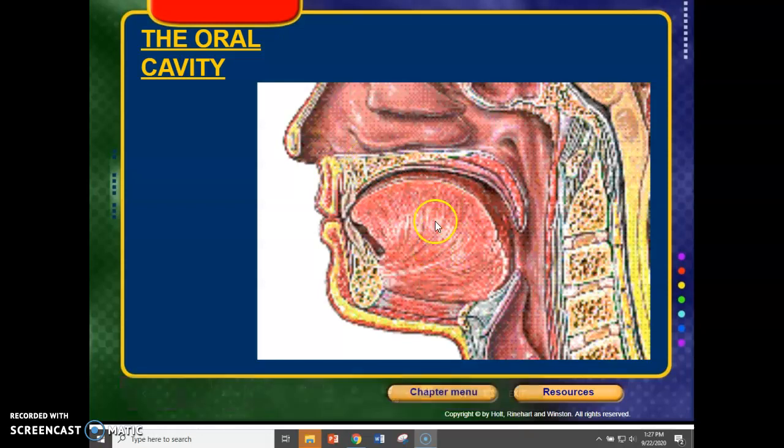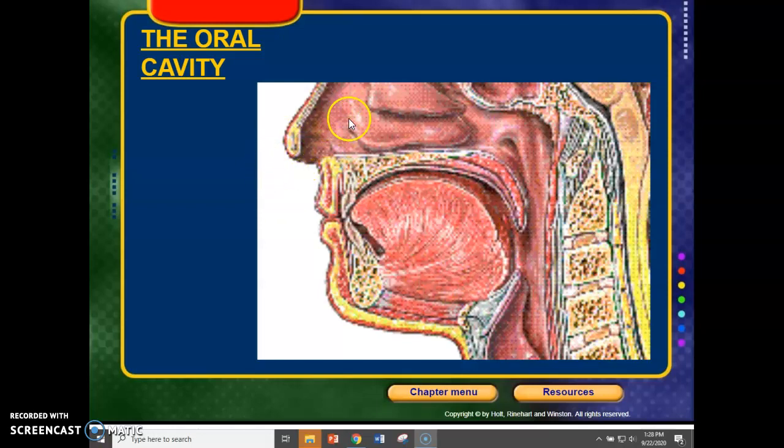Here's your tongue. Here would be the part of your mouth. Here's the hard bone, the hard palate. And then here's the soft palate here. The soft palate hangs down and forms what's called a curtain-like partition called the palatine velum. And that ends in the uvula right here, that little hangy ball thing in the back of your throat.